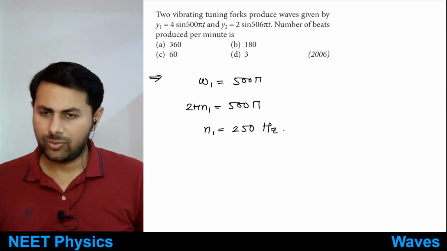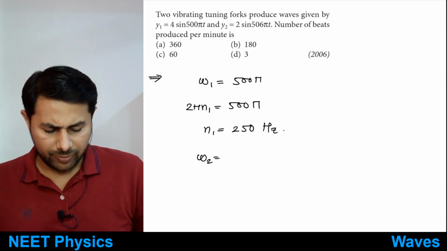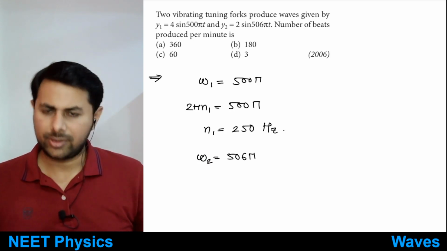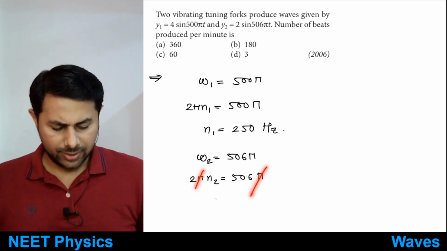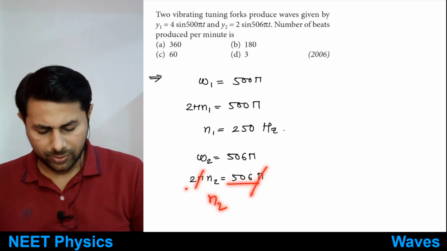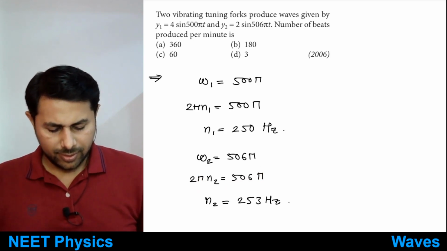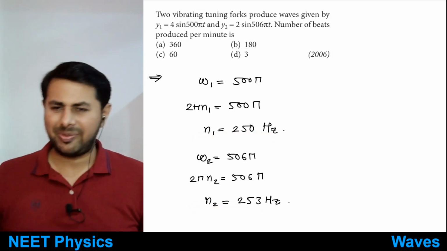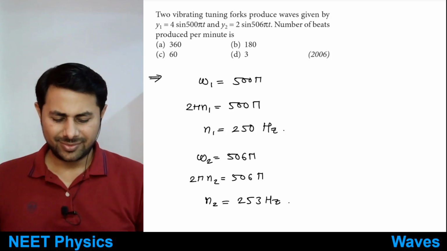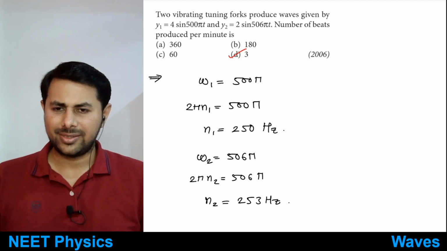Similarly, compare this one with a sine of omega 2 t. So omega 2 would be equal to 506 pi, that is 2 pi times n2 is 506 pi, and then pi and pi will get cancelled. So n2 would be equal to 506 by 2. So n2 is 253. When these two are played together, how many beats are formed? 3 beats. That's very simple, right? That is the answer.